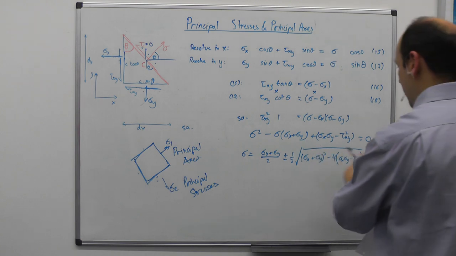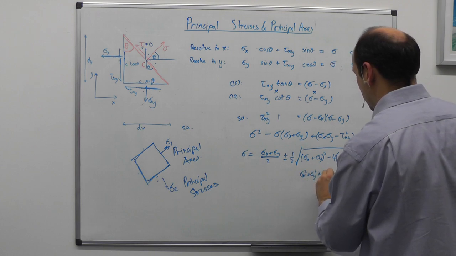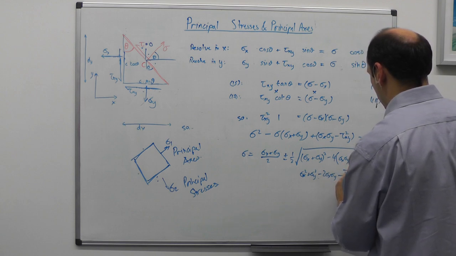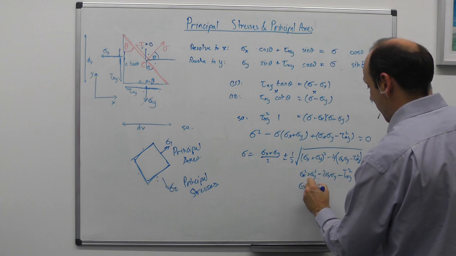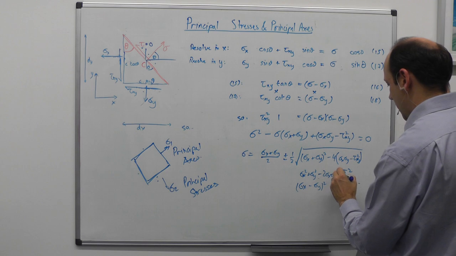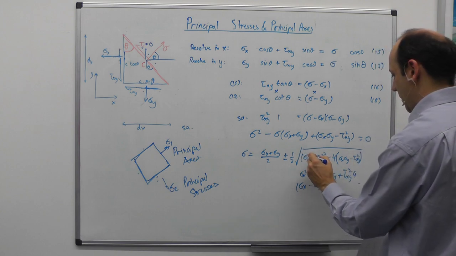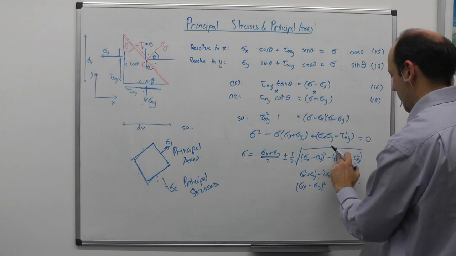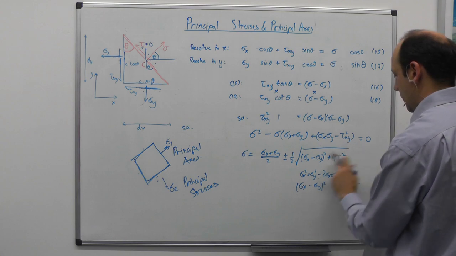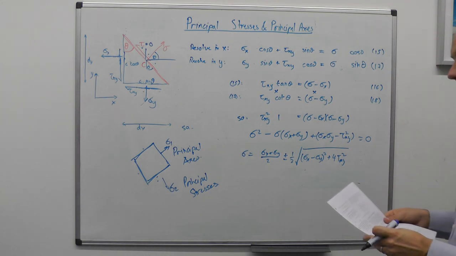Now let's do something with this. We've got sigma x squared plus sigma y squared plus 2 sigma x sigma y minus 4 sigma x sigma y. So that's actually minus 2 sigma x sigma y, plus 4 tau xy squared. That is equal to (sigma x minus sigma y) squared, and I've got to put a 4 in. So I can rearrange this now, put a minus sign in there, eliminate those terms. So actually I can make that a plus 4 tau xy squared, and it's all a lot simpler and easier. So that is our value for the principal stresses.